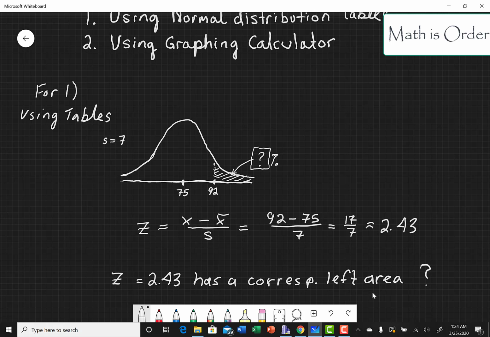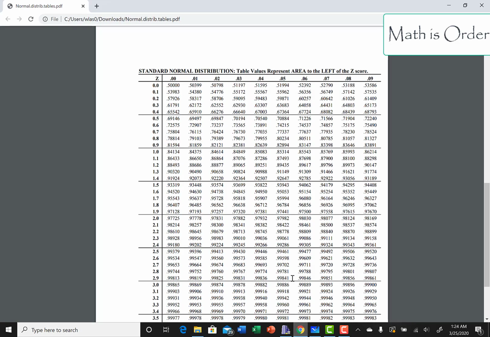This is where we go to our tables. All right, so I'm going to go to the tables here, look up 2.43. So here is our normal distribution table. The first two digits of the z-score are on the far left, and the last decimal place of the z-score goes to the right here. So 2.43, here's 2.0 right here. And then I go to the right until I get to 2.43.